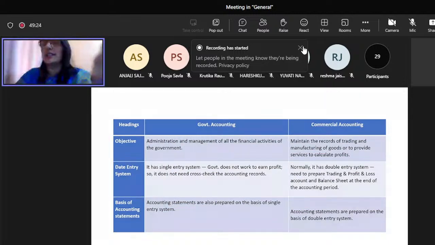What is the difference between government accounting and commercial accounting? Of course, government accounting covers all the financial activities of the government. In government accounting, they do not follow any generally accepted accounting principles, but in commercial accounting, they follow GAAP. They have a single entry system in government accounting, but in private accounting it is compulsory to follow the double entry accounting system, and all the financial reports are prepared accordingly. We can call that a double entry accrual based system.